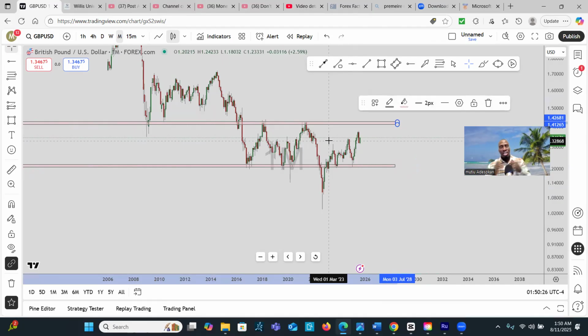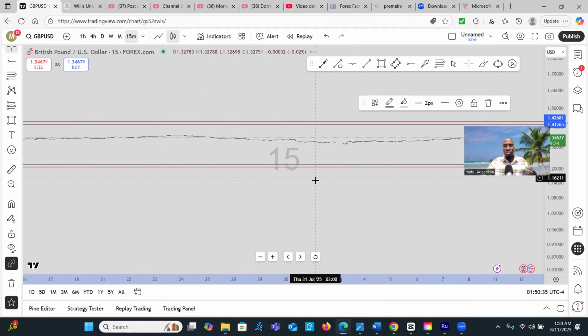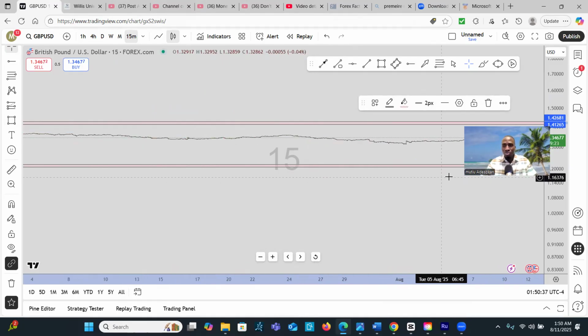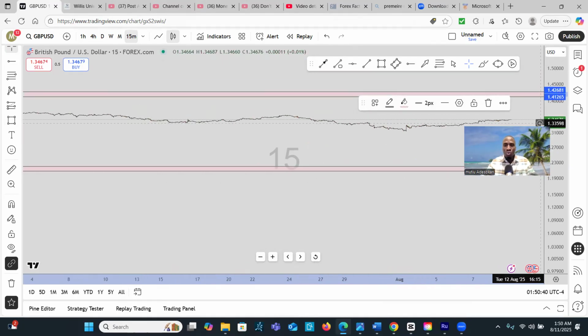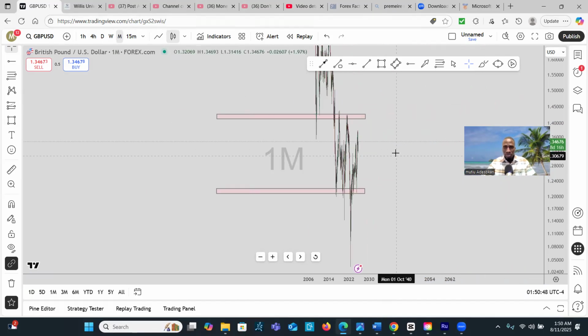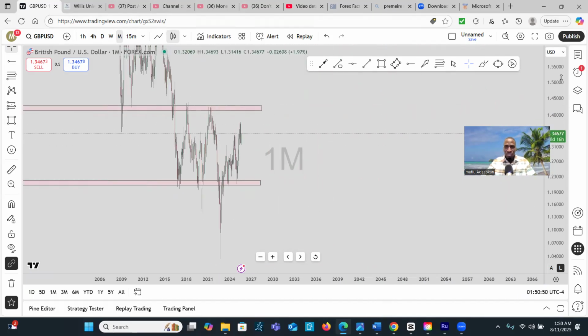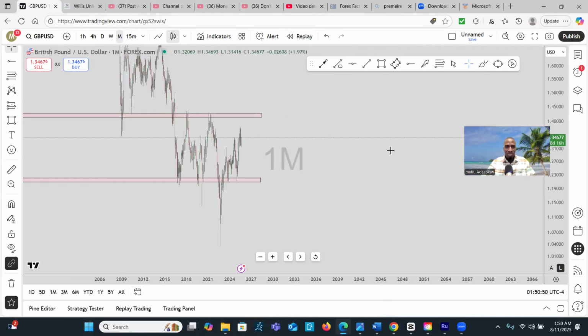But imagine if we had drawn this on a lower time frame, like the 1 hour or the 15-minute time frame, you wouldn't even know. You see how it looks when you draw this on the 15-minute? It's so noisy, so confusing that you can't even see it. But on the monthly time frame, you can actually see how that level looks, which is this.